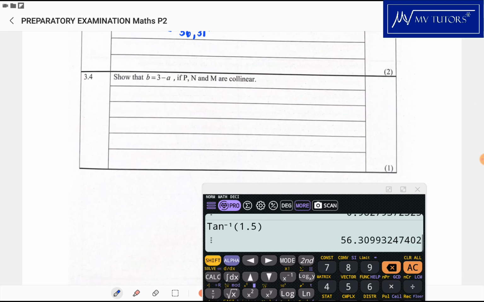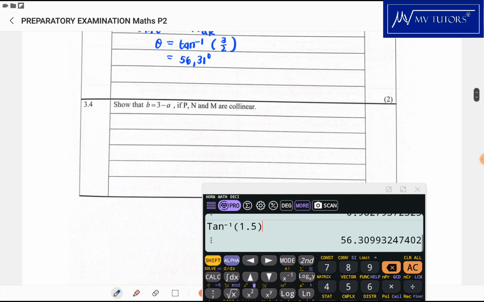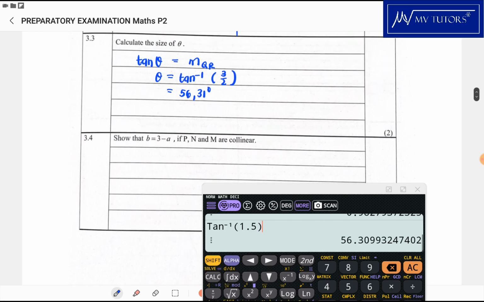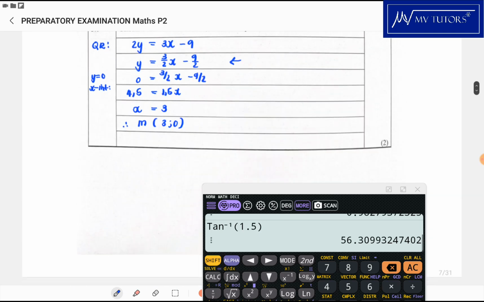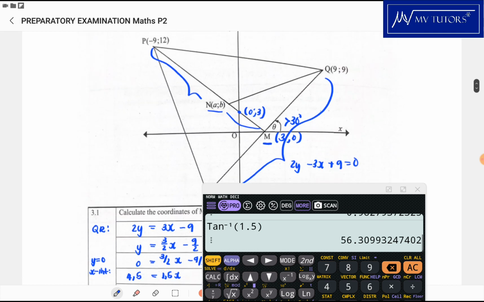And then 3.4, it says show that B is 3 minus A if P, N, and M are collinear. Collinear lines, we've discussed it before in one of our videos. It means P, N, and M are actually in a straight line. Okay, let's have a look. P, N, and M, yes, we can see that they're in a straight line. And we have P, the coordinate, with the y-intercept there. We also have M, which is 3, 0.